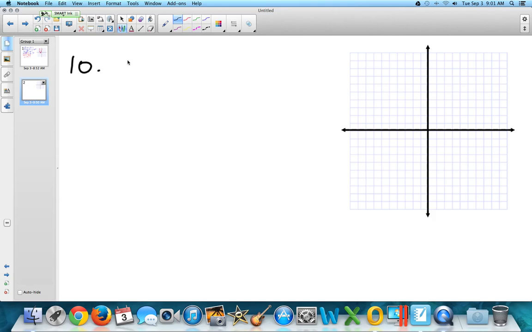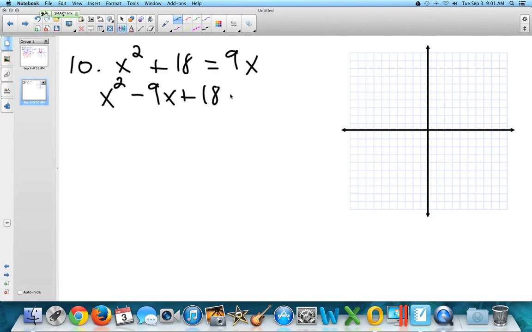That's x squared plus 18 equals 9x. So in this case, I'm going to pull the 9x over just to get everything to the same side before I really start to think. That'll make that a minus 9x plus 18 equals, and in this case, when I'm graphing, I'm not going to put 0, I'm going to put y.